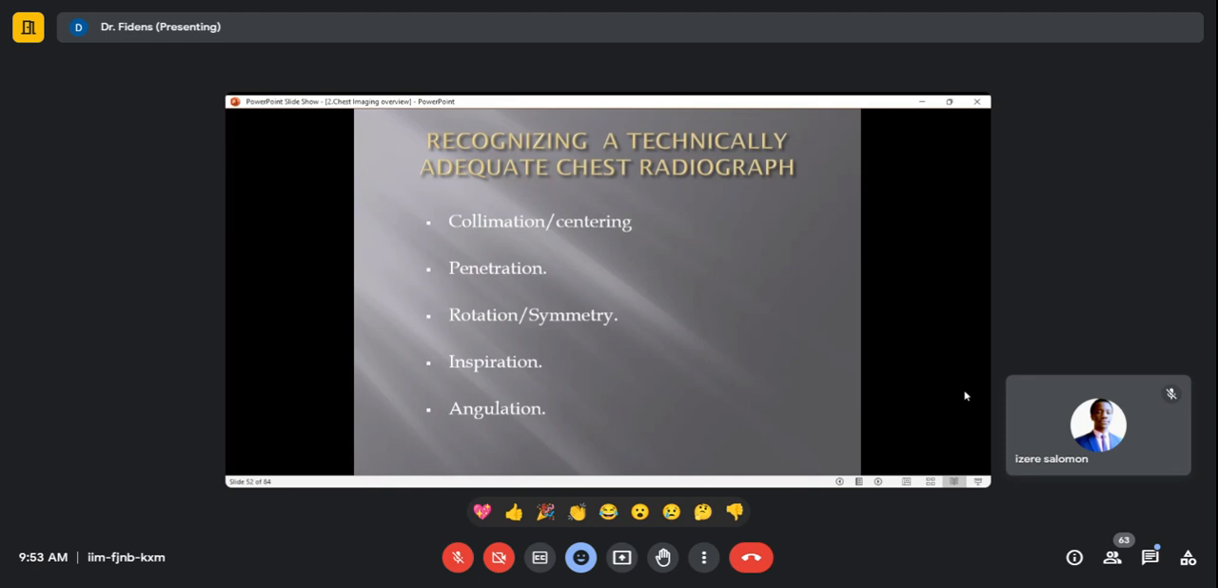Either the upper part of the body will receive more X-ray than the lower part, or the left part can receive more compared to the right side. So even the appearances will be different. You can see the upper part of the chest is too dark compared to the lower part, or the left one is too dark compared to the right side. That is what you call angulation.